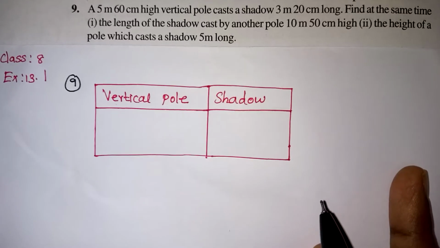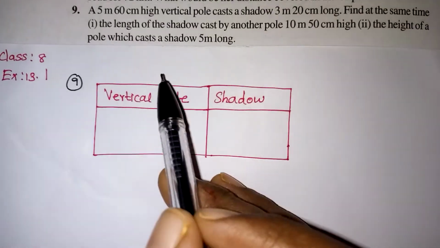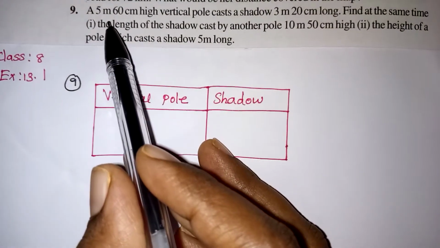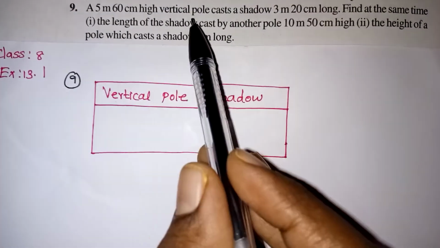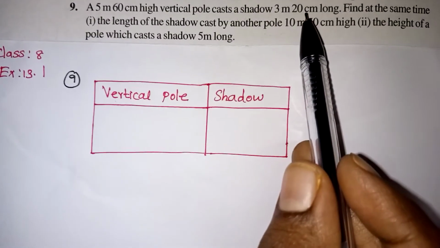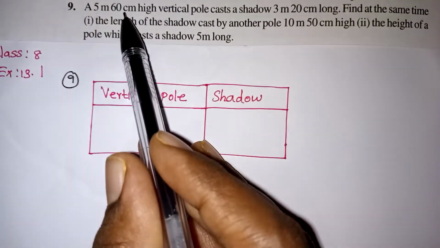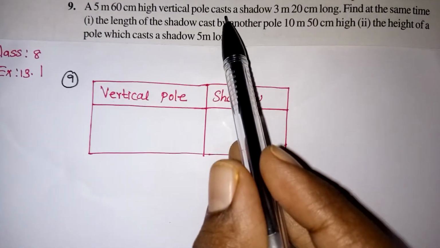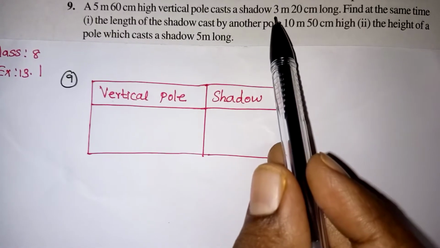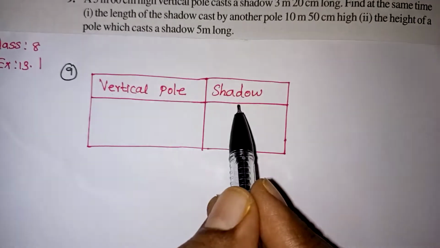Hi students, in this video we are going to learn exercise number 13.1, question number 9. Our question is, a 5 meter 60 centimeter high vertical pole casts a shadow of 3 meter 20 centimeter long. So the vertical pole length is 5 meter 60 centimeter and it casts a shadow length of 3 meter and 20 centimeter. So they are talking about a pole and its shadow.